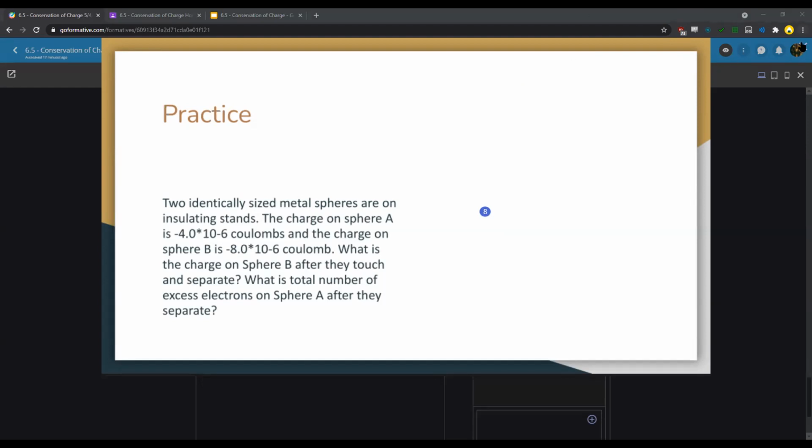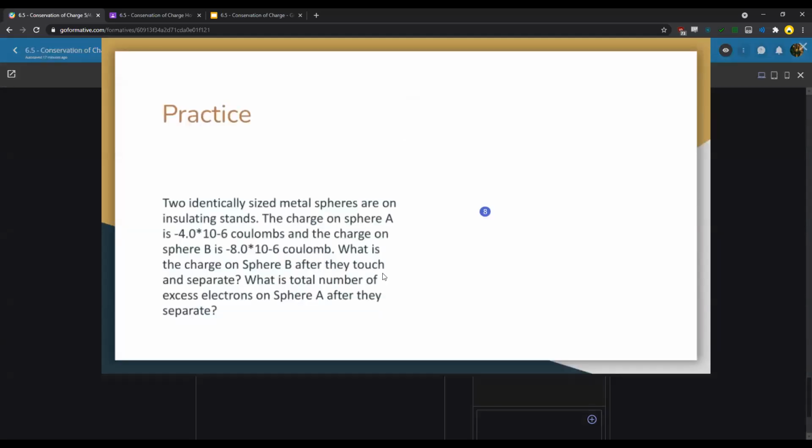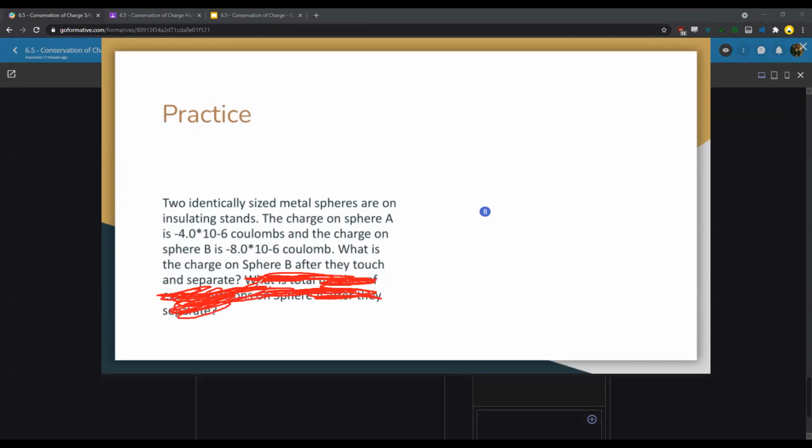So in number eight, there are two questions. You can ignore the second question. Right? You can basically ignore this. Just ignore the second question. Okay.